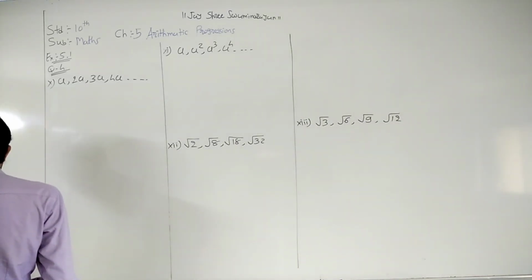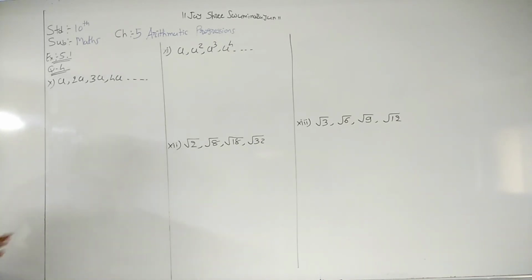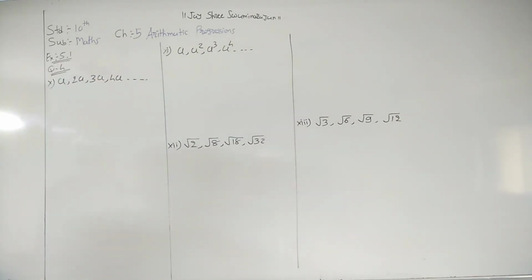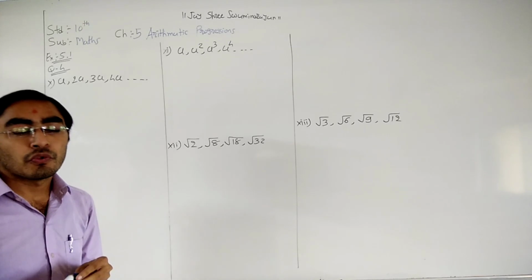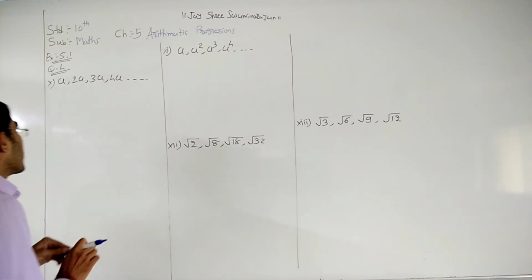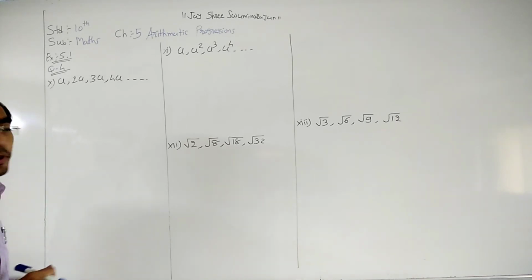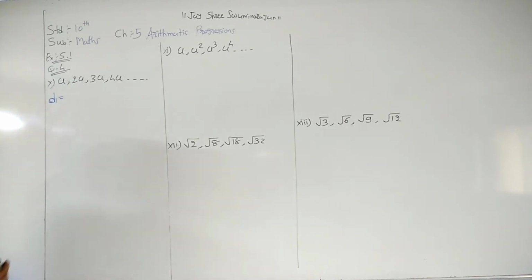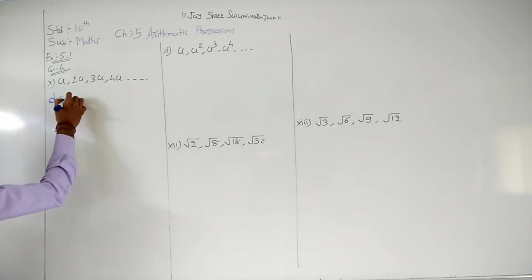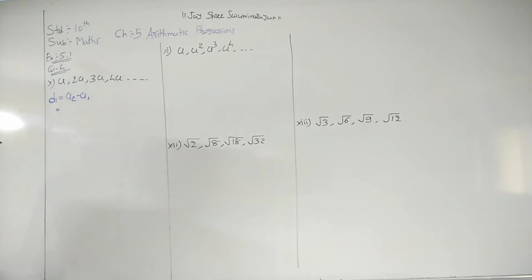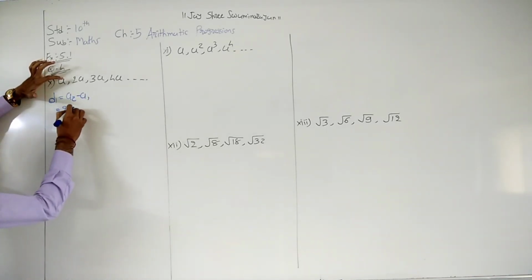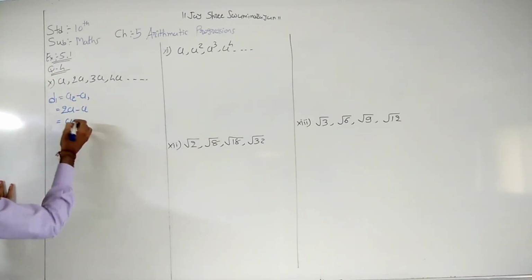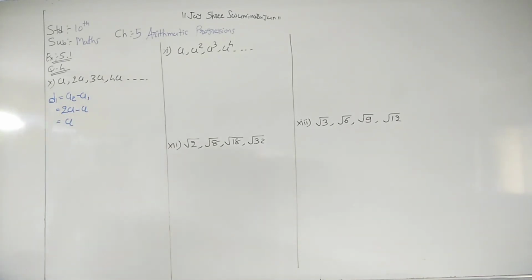Again we need to follow the same process here. A, 2A, 3A, 4A up to infinite, right? So our first work is to find the two common differences, and from that we can decide whether this is an AP or not. First of all, D1 is A2 minus A1. Our A2, the second term, is 2A, minus the first term, which is A. So 2A minus 1A is A.